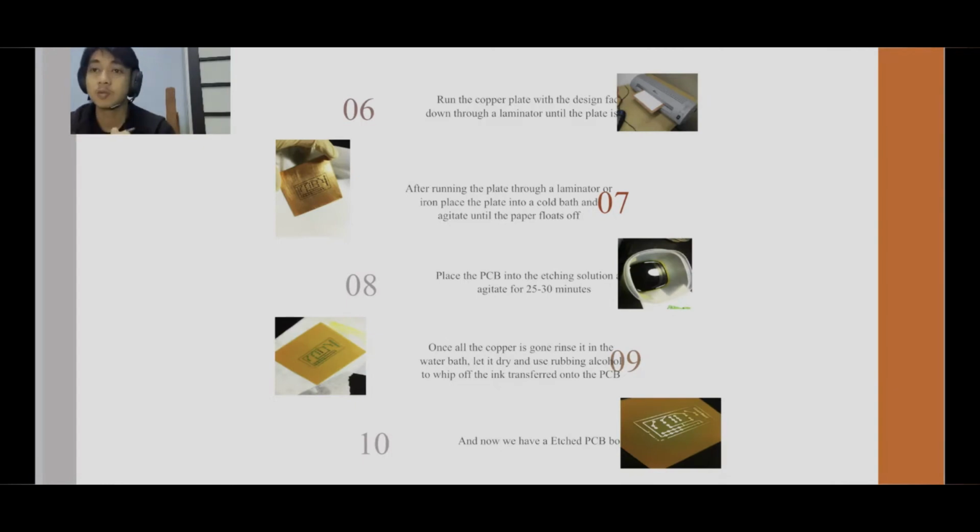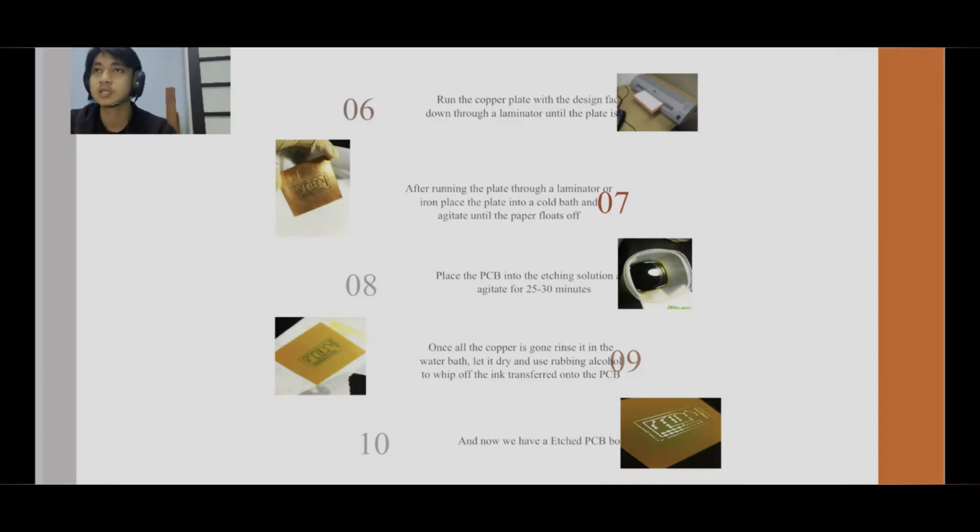Next, run the copper plate with the design face down through a laminator until the plate is hot. After that, after running the plate through a laminator or iron, place the plate into a cold box and agitate until the paper floats off. The next step is place the PCB into the etching solution and agitate for about 25 to 30 minutes. And once all the copper is gone, rinse it in the water bath, let it dry and use rubbing alcohol to wipe off the ink transferred into the PCB. And the last one, you got the etched PCB board.